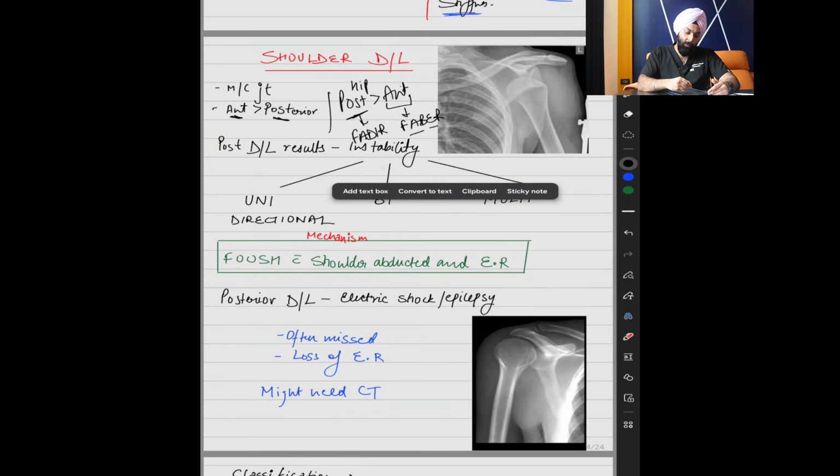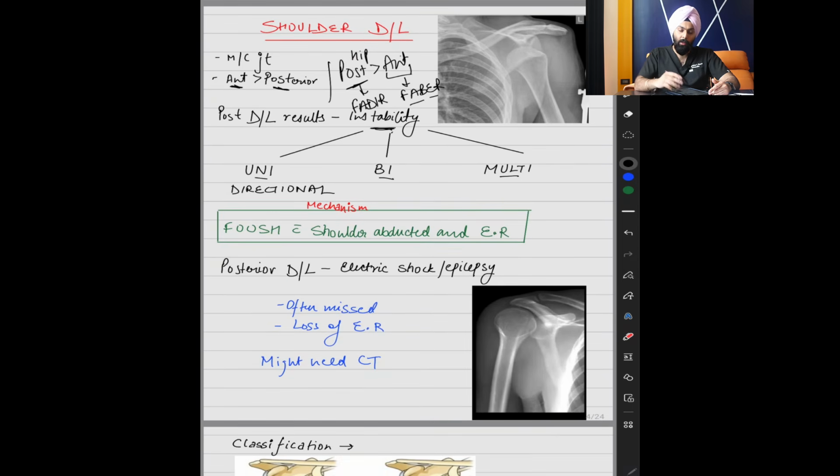post dislocation we often get lot of instability. It can be unidirectional instability, bidirectional or multidirectional. So the mechanism of injury more or less remains the same. It is a whoosh injury, that is the fall over outstretched hand, with shoulder abducted as well as externally rotated. Okay, so this is the most common mechanism by which we get anterior shoulder dislocation.